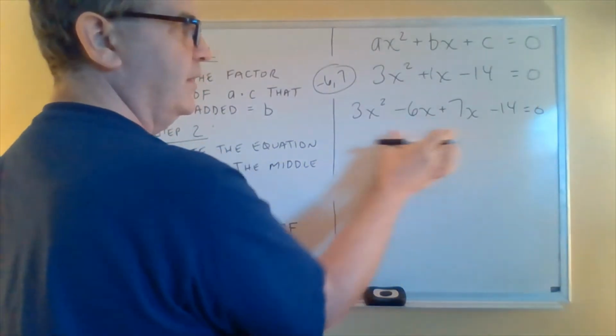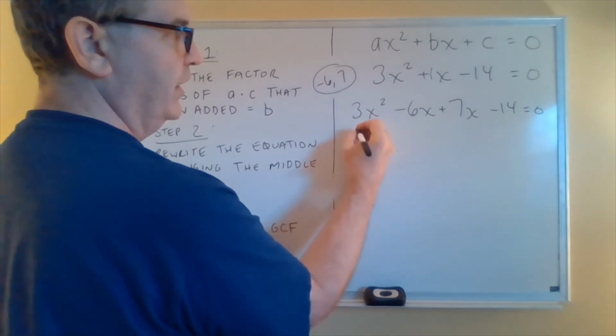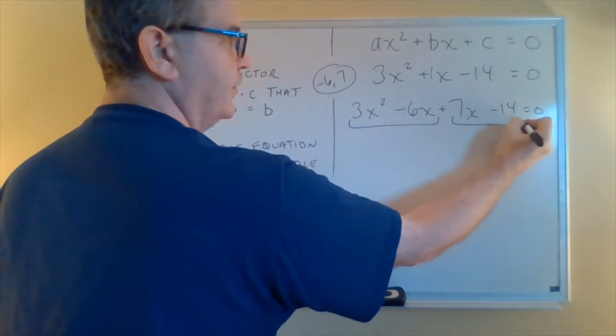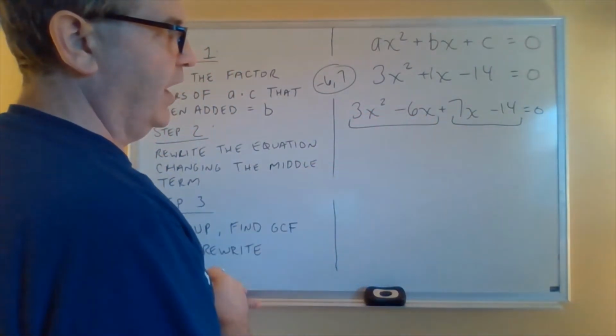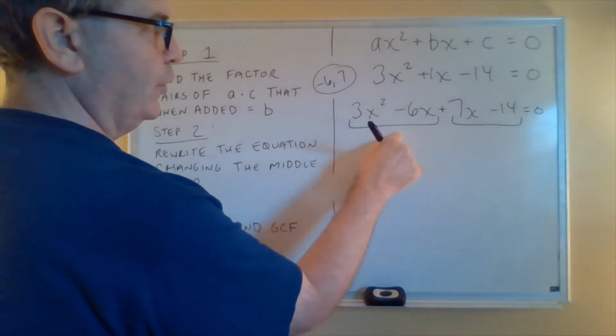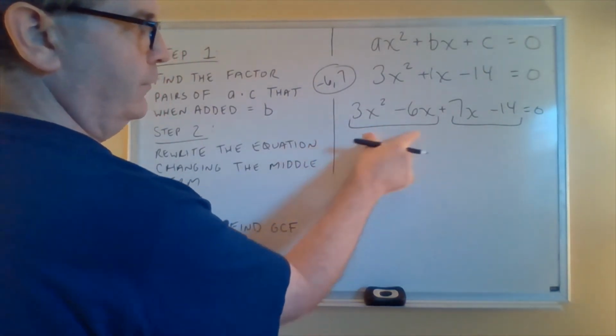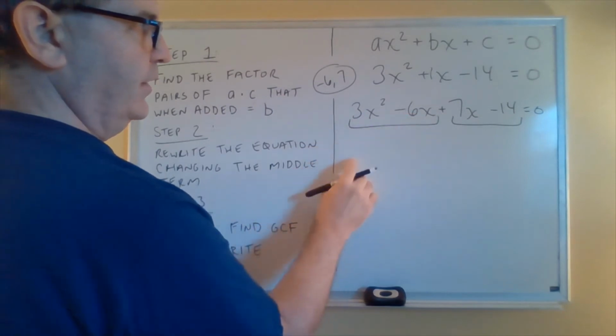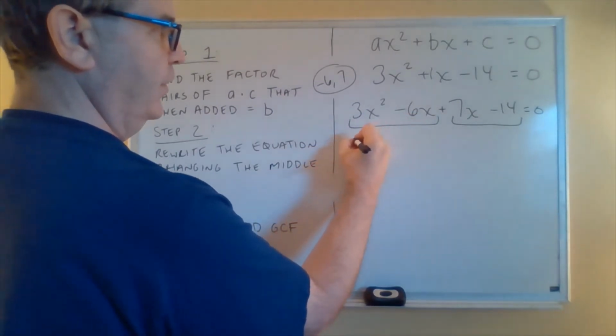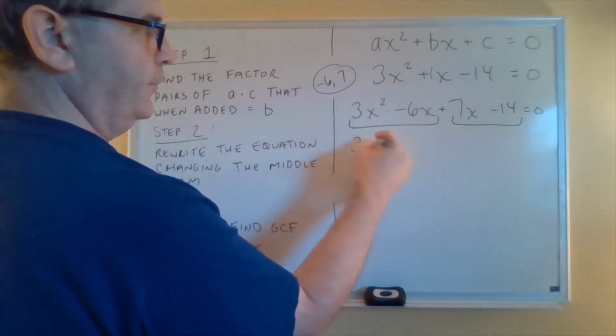So we haven't really changed anything, but we have changed it to where we can group these first two and these last two and find the greatest common factor in there. So what is our greatest common factor of this term? These first two, 3x squared and 6x, the greatest common factor of that would be 3x.